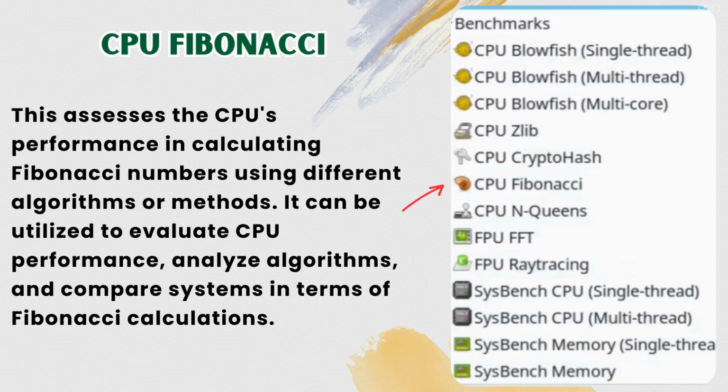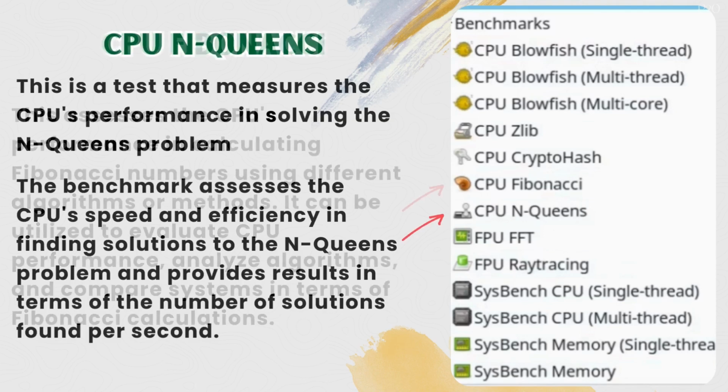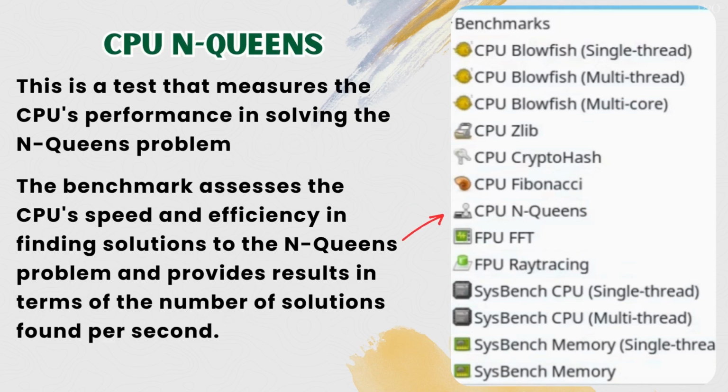CPU Fibonacci. CPU Fibonacci calculates large Fibonacci sequences, stressing recursive CPU performance. CPU N-Queens. This is a test that measures the CPU's performance in solving the N-Queens problem. The N-Queens problem is a classic mathematical puzzle that involves placing n chess queens on an n by n chessboard, in such a way that no two queens threaten each other. The goal is to find all possible solutions for the given n.